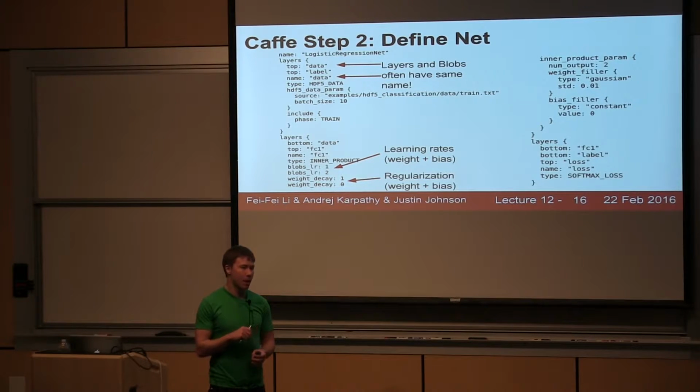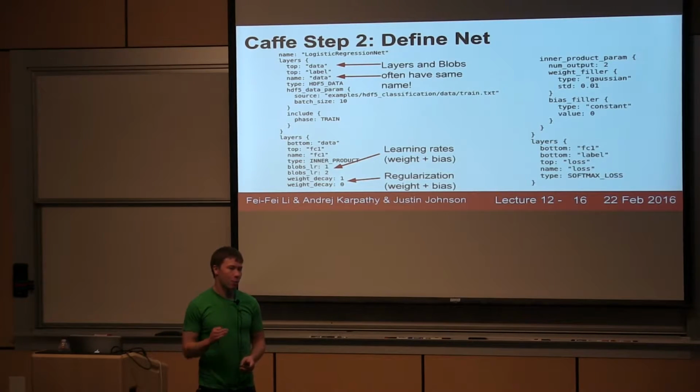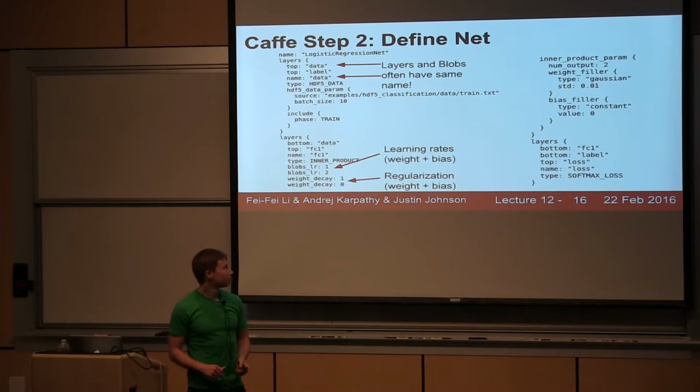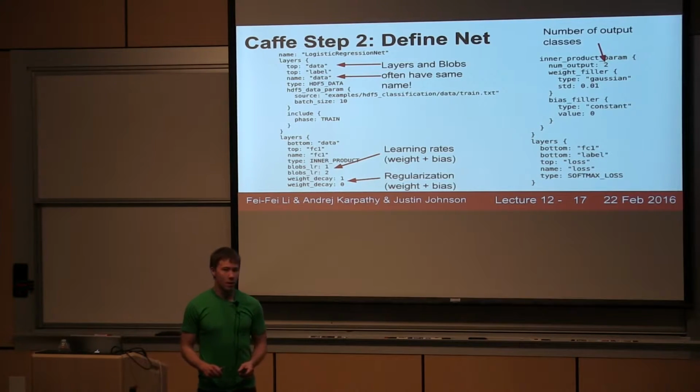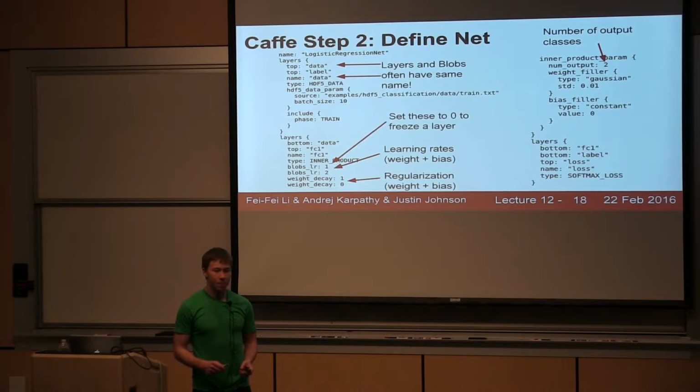And actually in here, you'll define the learning rates for those 2 blobs. So that's learning rate and regularization for both the weight and the bias of that layer. Another thing to note is that to specify the number of output classes is just the num_output on this fully connected layer parameter. And finally, the quick and dirty way to freeze layers in Caffe is just to set the learning rate to 0 for the blobs associated to that layer's weights or biases.